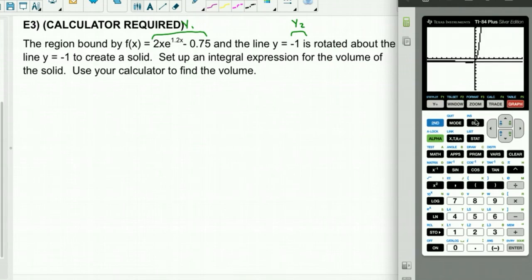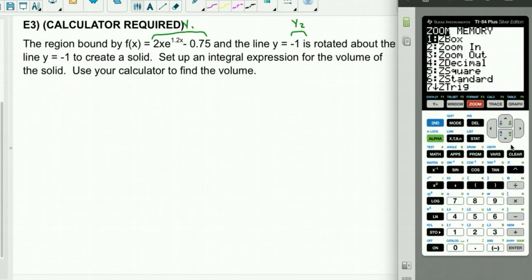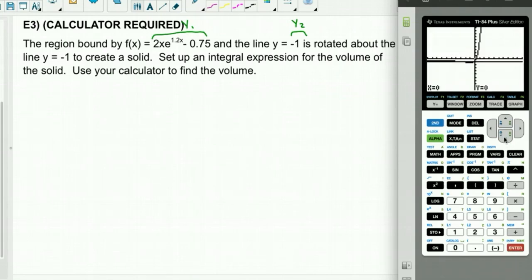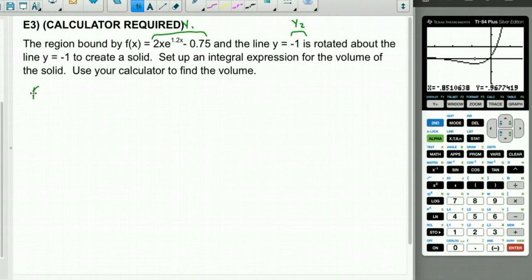So when I graph this in Zoom 6, this is definitely the tiny, tiny little interval I'm talking about. So I'm going to zoom in so I can see a little bit better. When you zoom in, you want to scroll to the spot that you want to look at, right? And then hit enter. And this is the region we're talking about. So once I know that, I need to find my bounds. I'm going to have to find where f of x is equal to negative 1.